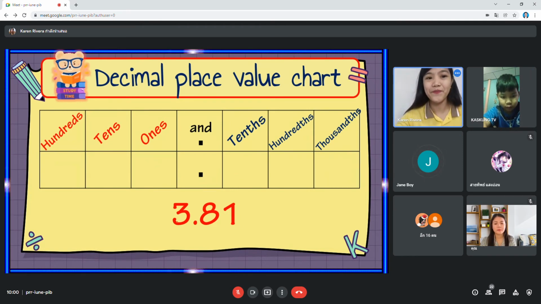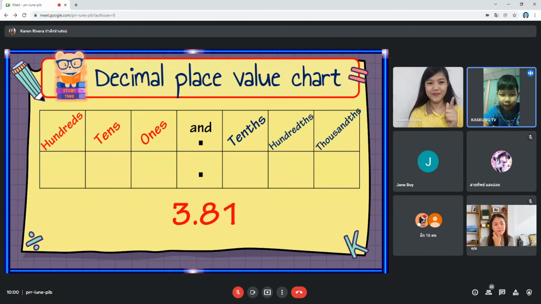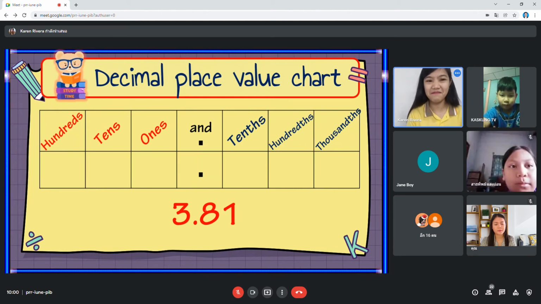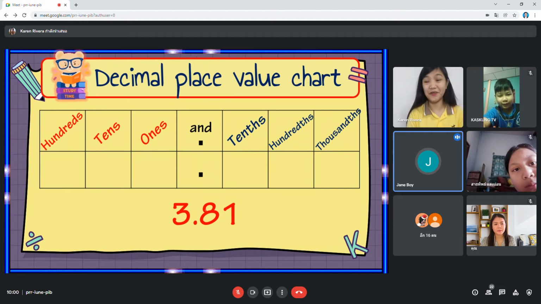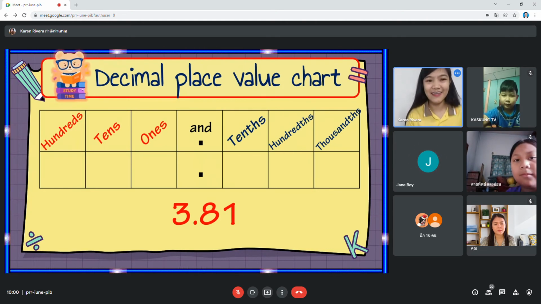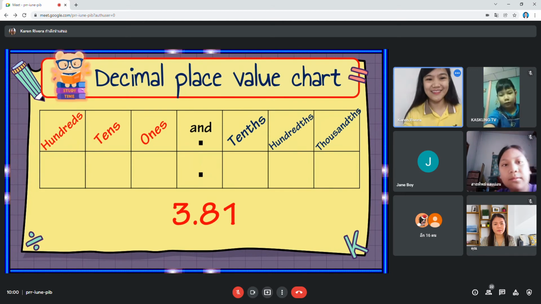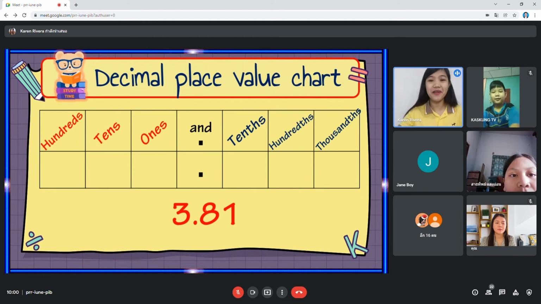So how will you read that? Can you think? 3 and 81 hundredths. So, how will you say that correctly? Hundredths. Okay, let's see if you are correct.